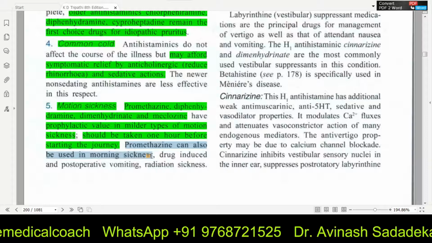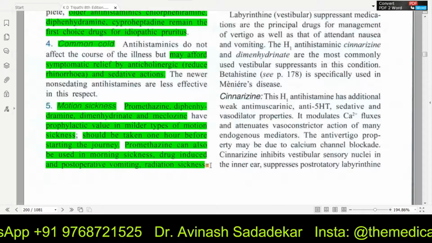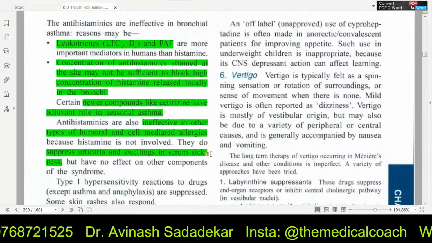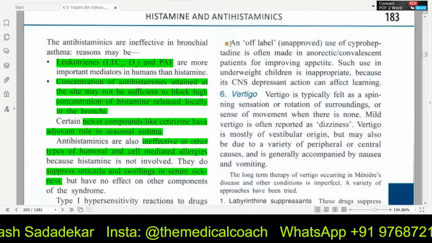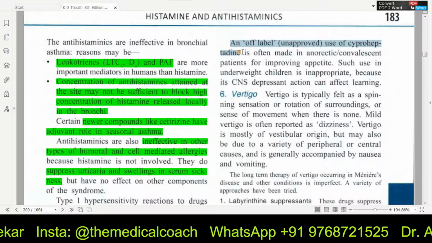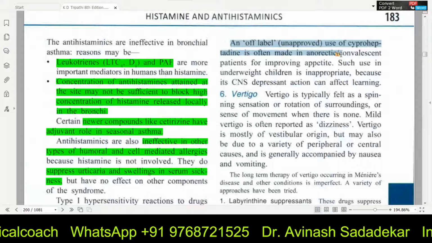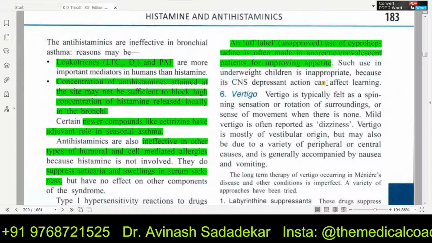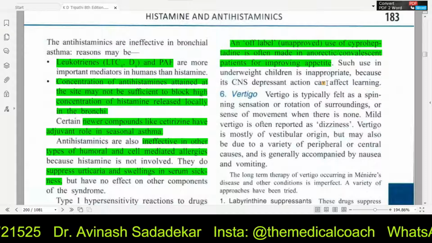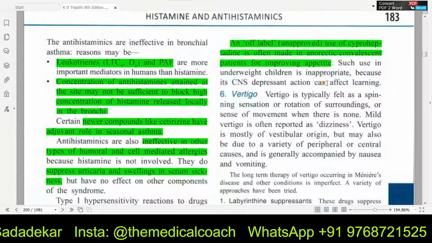It can be used in morning sickness, drug-induced and post-operative vomiting, also in radiation sickness. Promethazine especially can be used for all that. Many people have used cyproheptadine in anorectic and convalescent patients because it is known to improve appetite. It is not an approved method. Don't use these things.